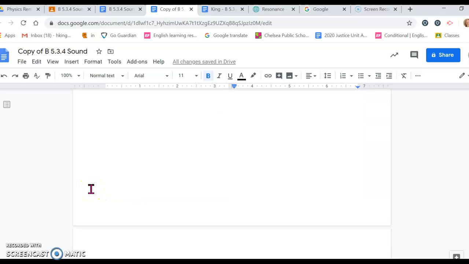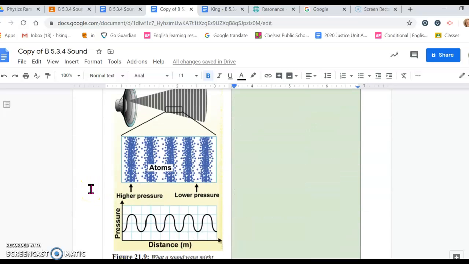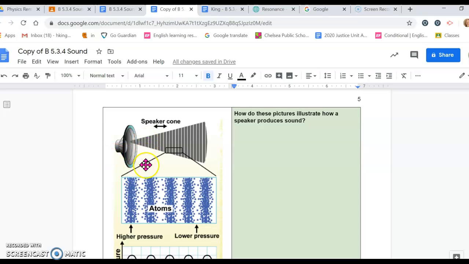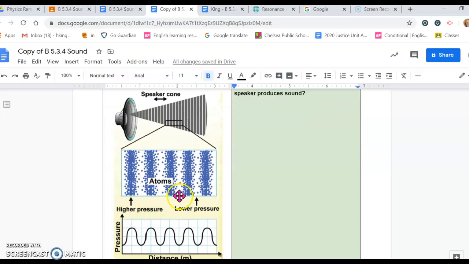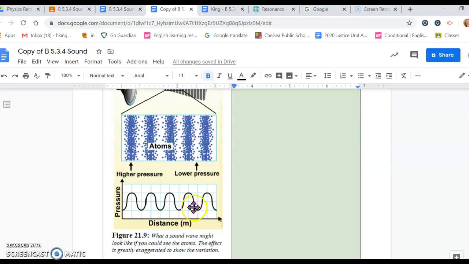Okay, here we go. So we've got a picture of a speaker cone, atoms, high pressure, low pressure. Okay, and again, I would read the italics here. What a sound wave might look like if you could see the atoms. The effect is greatly exaggerated to show the variation. So again, look at how close they are together, and then spaced, and then close together, and spaced again.